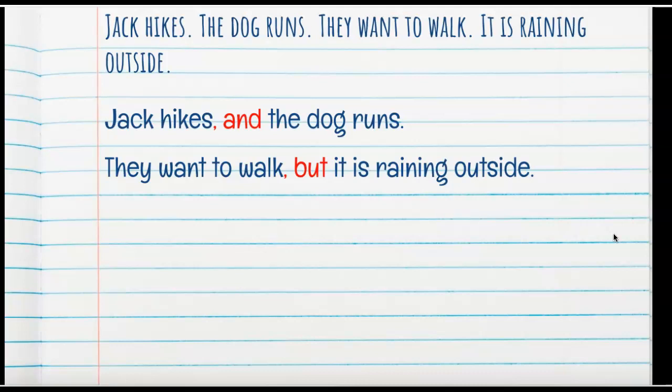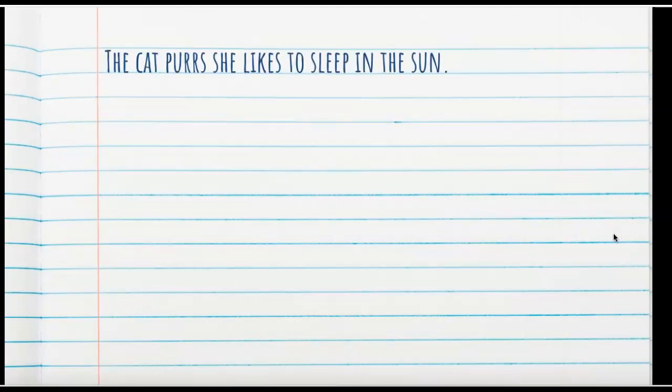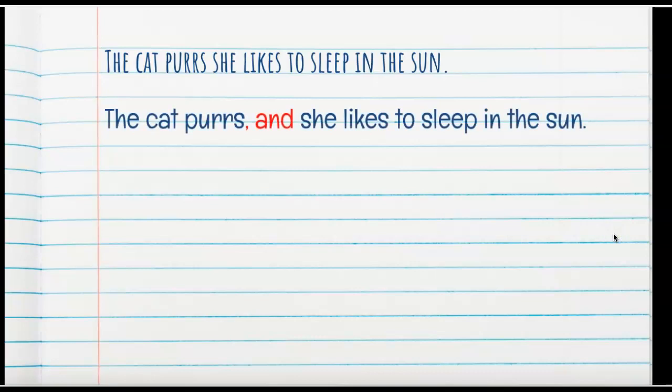This is another example of a run-on sentence that we need to fix. It says the cat purrs, she likes to sleep in the sun. I changed that to the cat purrs and she likes to sleep in the sun. Because those are 2 things that the cat does.